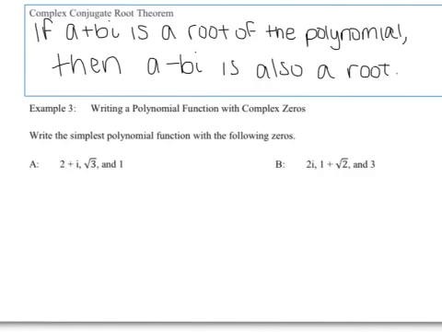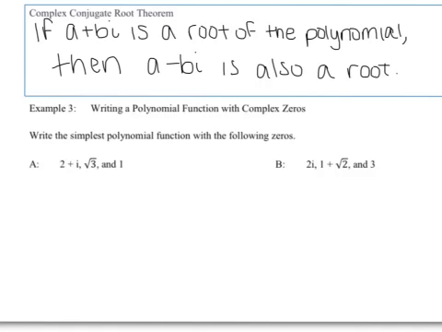So if you look at example 3, letter A, we have 2 plus i. It looks like we have 3 roots there. Really, we have more than that, because you have to also include the conjugate. And with square roots, you've got to remember that a square root is the positive and the negative. So really with A, we have 5 roots, even though it only shows us 3.